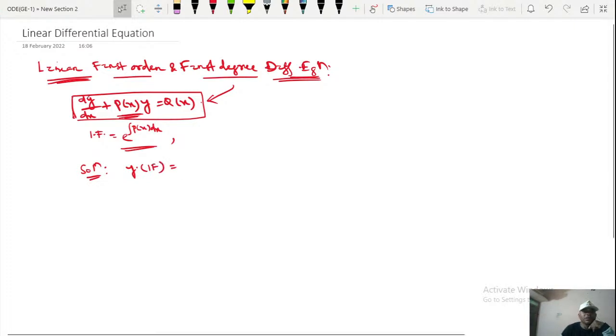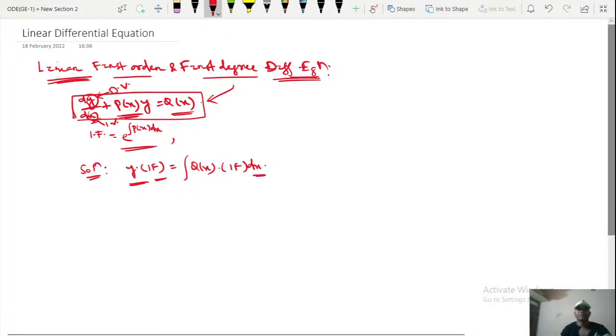In dy by dx, y is the dependent variable and x is your independent variable. So y, the dependent variable, into integrating factor equal to integration of q of x into integrating factor dx. x is your independent variable. So now go to a problem.